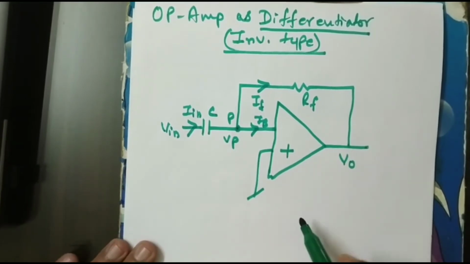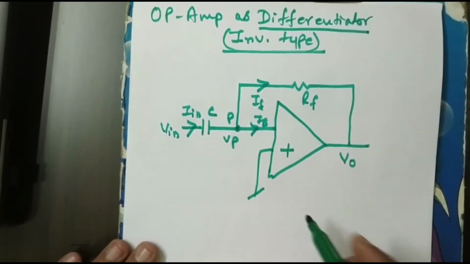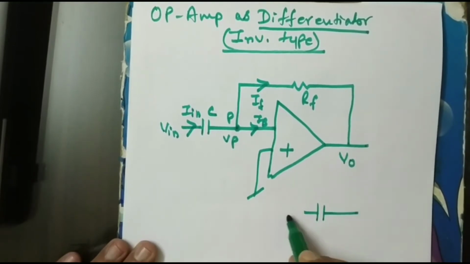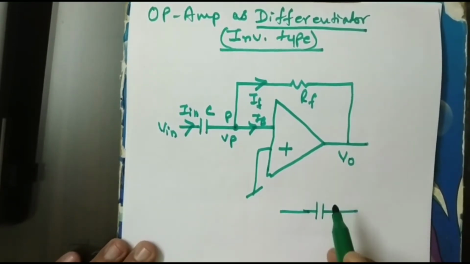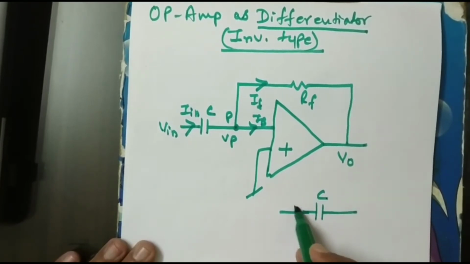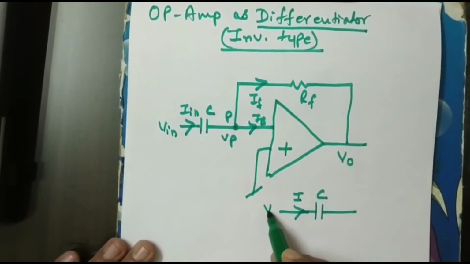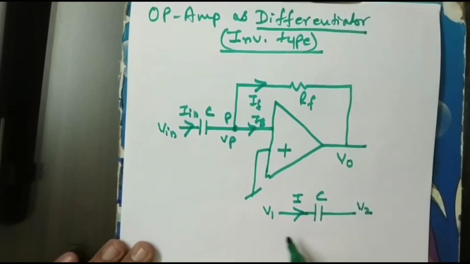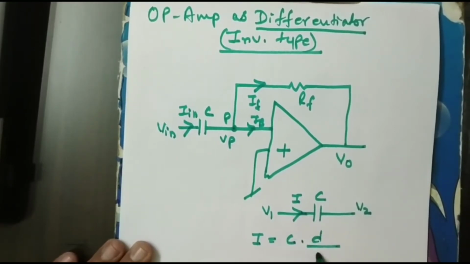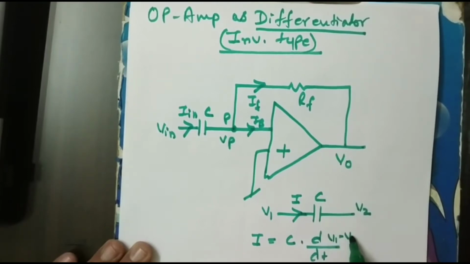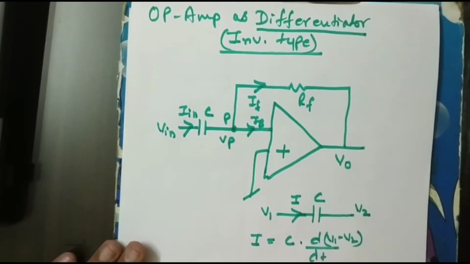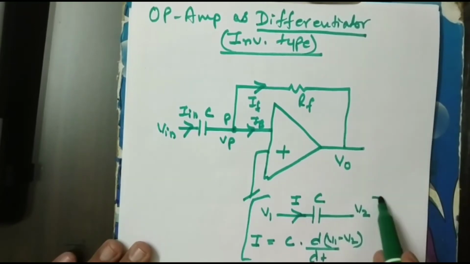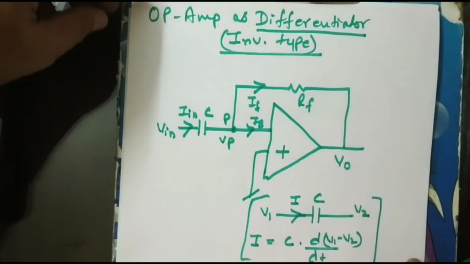As we all know, the current flowing through any capacitor, suppose this is a capacitor C and the current flowing through is I and the voltage applied here is V1, whereas the voltage at the second terminal is V2, then the current I is given by I is equal to C into d by dt of V1 minus V2. So just remember this concept in the analysis of differentiator and integrator. So let's start the analysis.